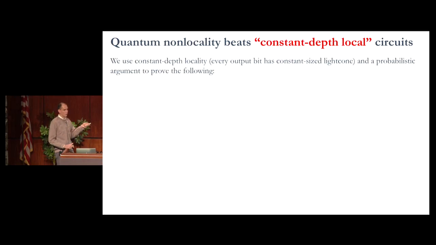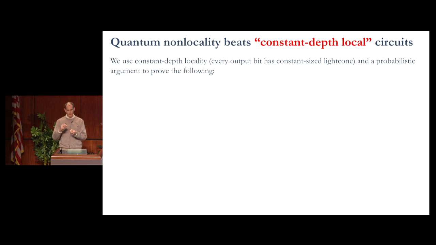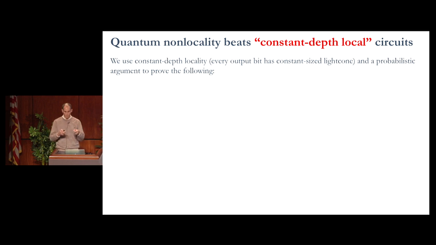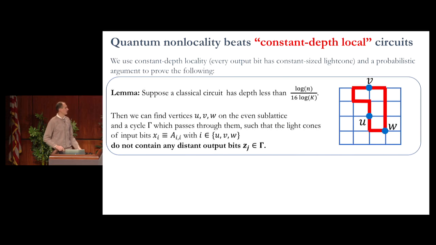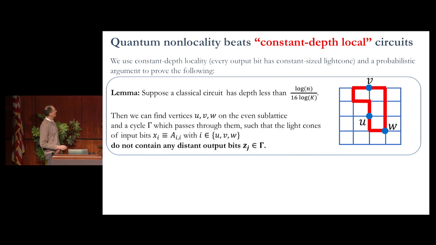Let's consider general constant depth classical circuits. Such circuits have the property that the light cone of each output variable contains a constant number of input variables, because the circuit has constant depth and each gate has a constant number of input wires. We use this property to prove the following result.